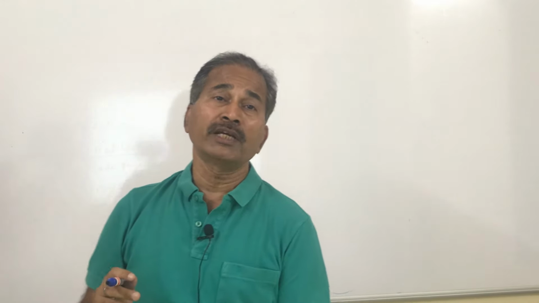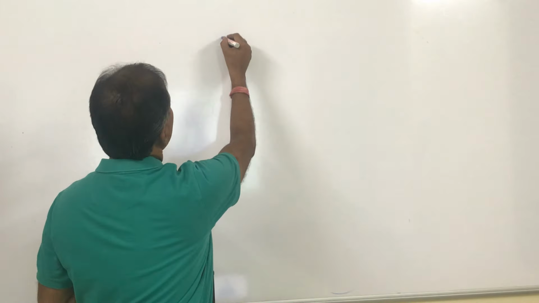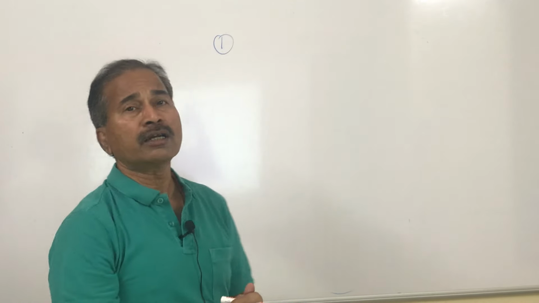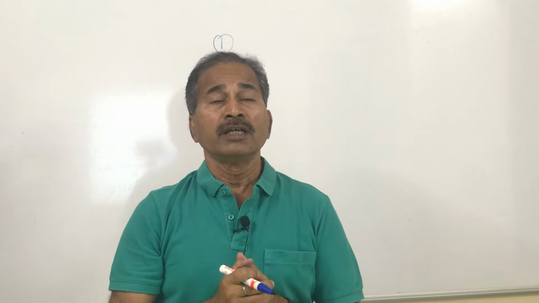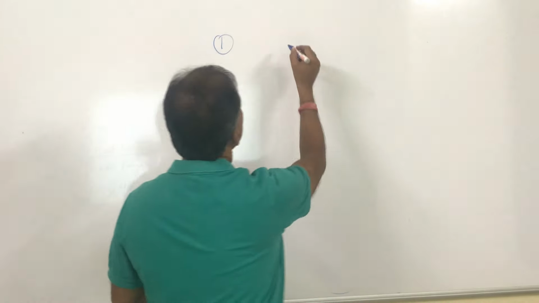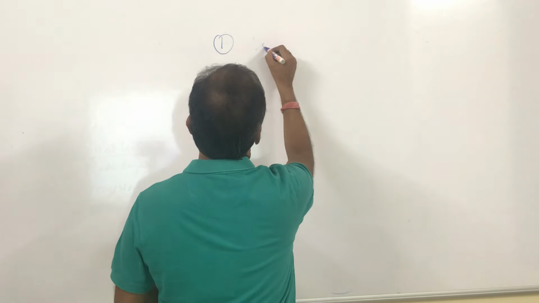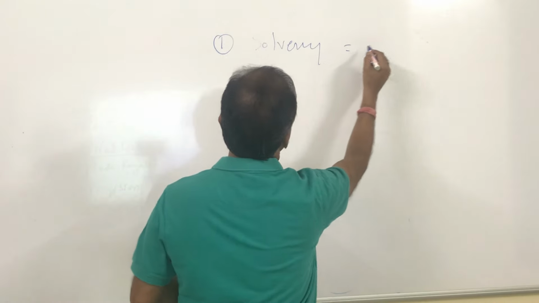So now the question is, how do we calculate the solvency ratio? So the solvency ratio, friends, we can calculate from two perspectives. Perspective number one is the historic. So historically, if we want to calculate the solvency ratio, how will we calculate it? We will take the solvency ratio historically. How do we calculate?